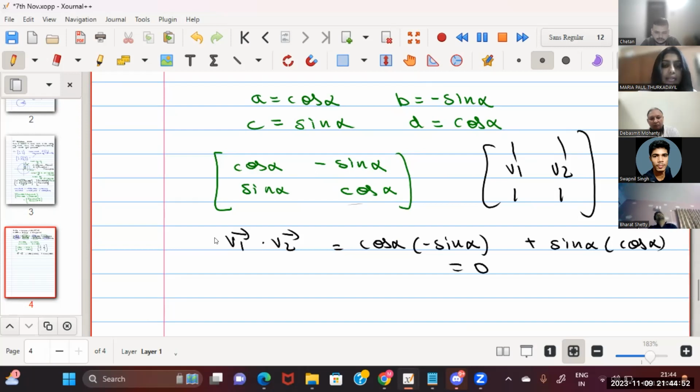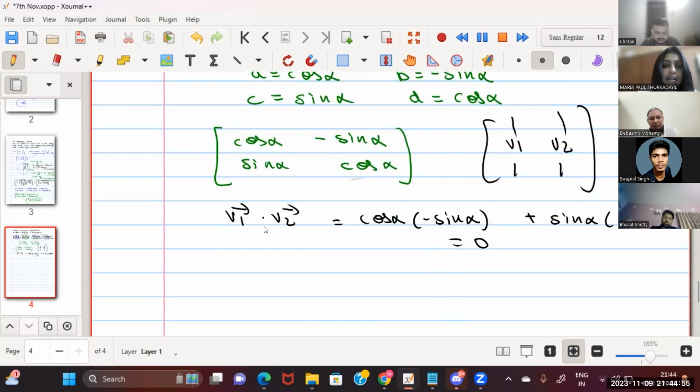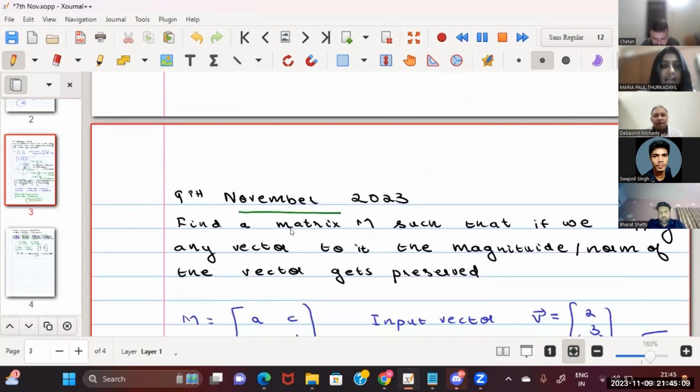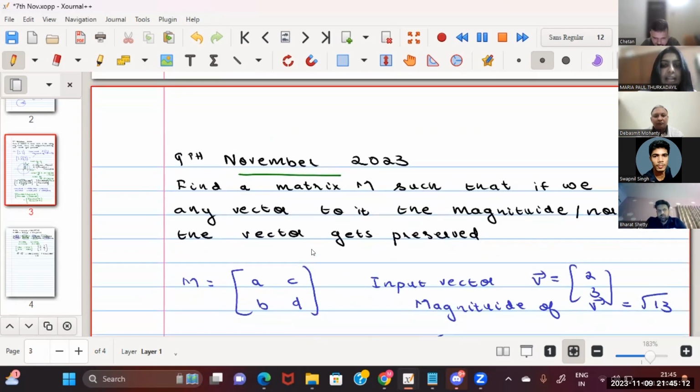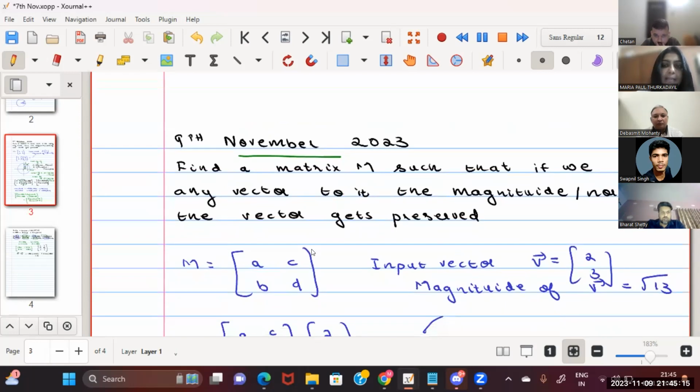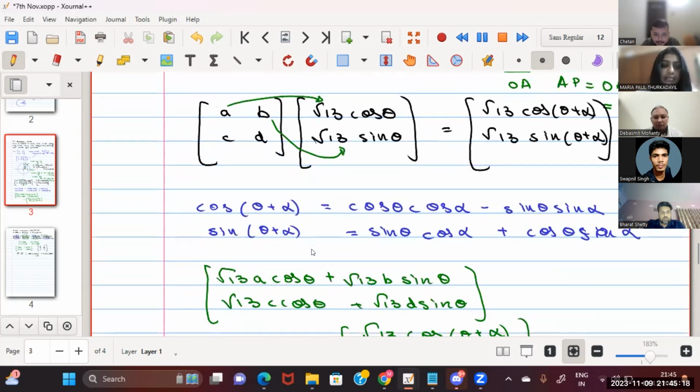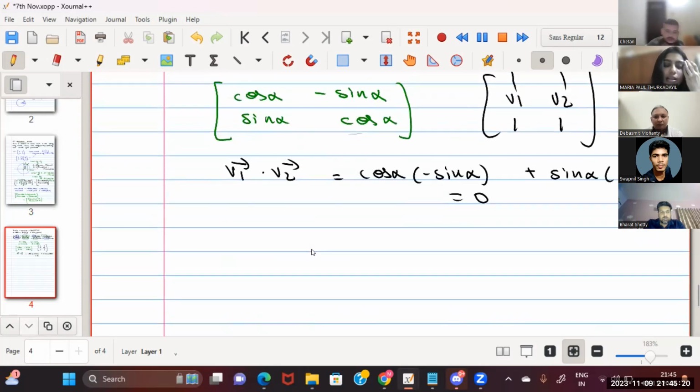So we don't always know the alpha value, but we just have to observe the properties of the matrix that are important when you want to construct such a matrix. Our job, when we started with the question, was to find a matrix that, when you apply it, preserves the magnitude or norm of the input vector. Our observations are that the norm of V1 is always equal to 1, the norm of V2 is also always equal to 1, and V1 and V2 are perpendicular to each other.